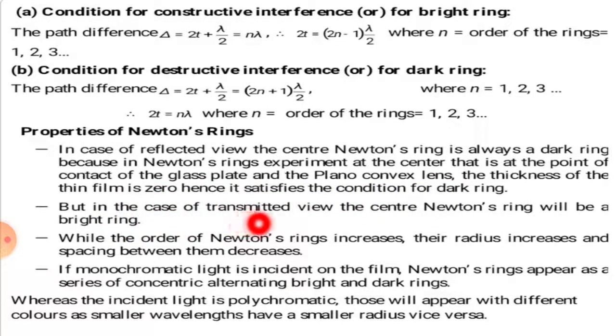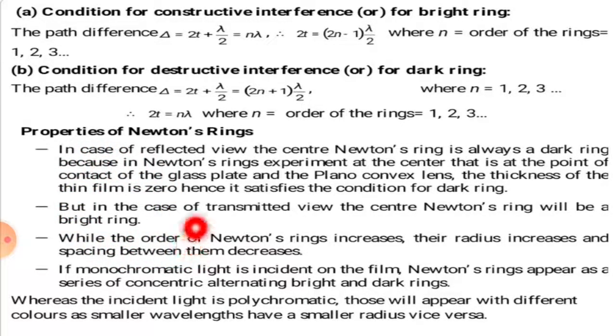But in the case of transmitted view, the central spot will appear bright. As the order of Newton's rings increases, their radius increases and the spacing between them decreases. If a monochromatic light is incident on the film, Newton's rings appear as a series of concentric alternating bright and dark rings. Whereas if the incident light is polychromatic, they will appear with different colors, as smaller wavelengths have smaller radius, and vice versa. So these are the properties of Newton's rings.